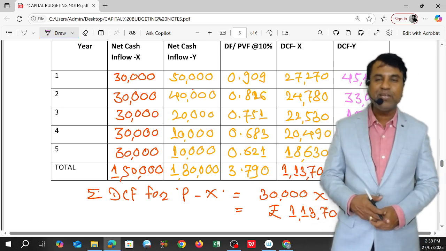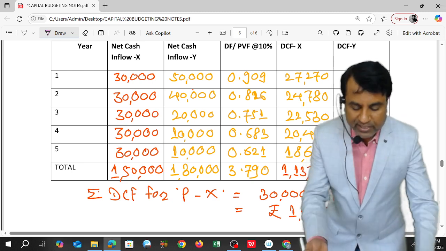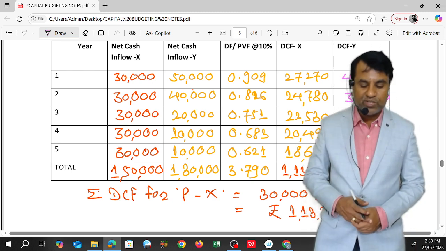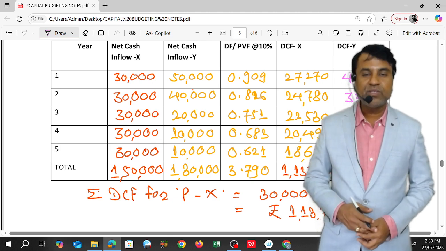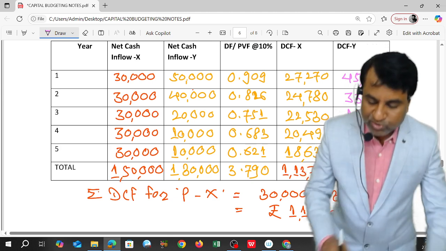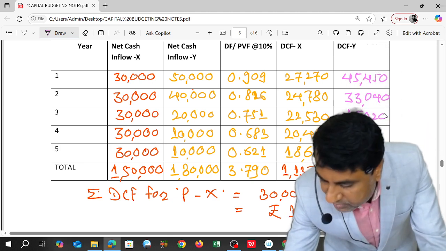And the same way, 50,000 you will be receiving at the end of year 1, but its today's value at 10% is 45,450. Same way, 40,000 after 2 years, but today's value is 33,040. 20,000 after 3 years, but today's value is 15,020. And let's do the third one.